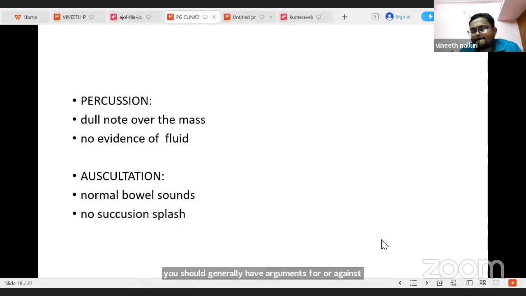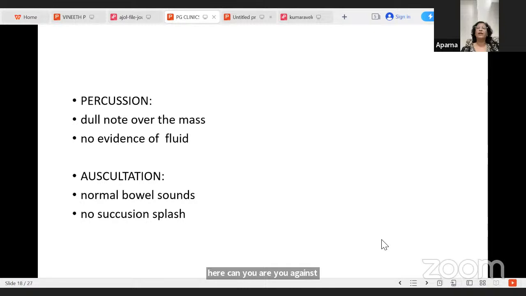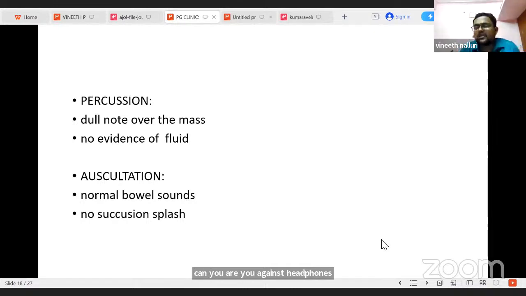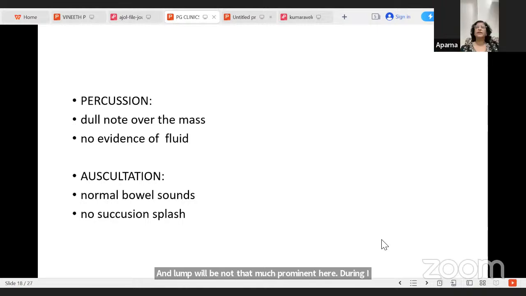So here, can you argue against a head of pancreas lesion? Head of the pancreas lesion, mobility is, it is not mobile, ma'am. Then it is posterior to the stomach, and the lump will not be that prominent during palpation. That is something very difficult to predict, because if the patient comes to you in a very advanced stage like this person has, it's very difficult to say that the lump will not be palpable. And that need not necessarily be adenocarcinoma. There are many other types of malignancies also, which may present as larger lumps.